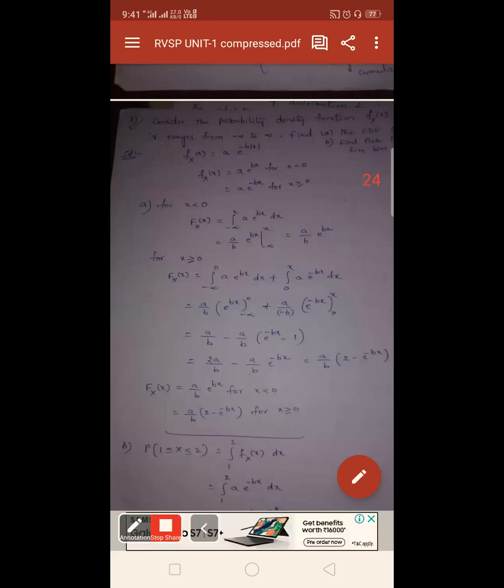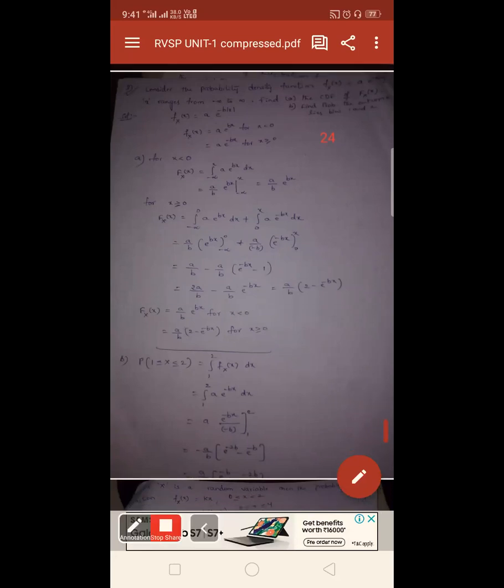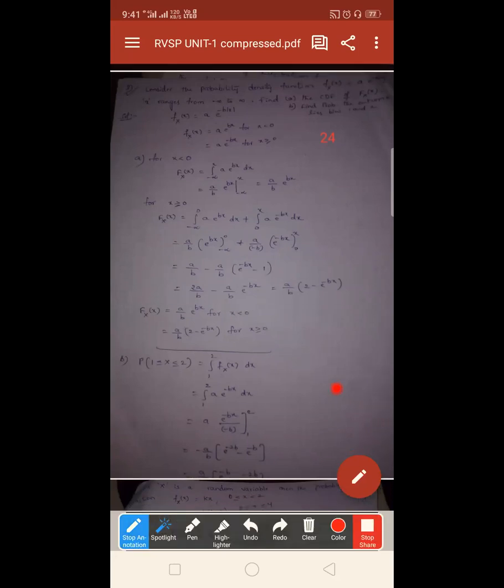Now go for second bit. Second bit, find the probability that the outcome lies in between 1 and 2. So the probability of 1 less than or equal to x less than or equal to 2. That is the second bit we have to solve. So here capital X is taking the values from 1 to 2. That's why the limits of integration must be from 1 to 2 only.